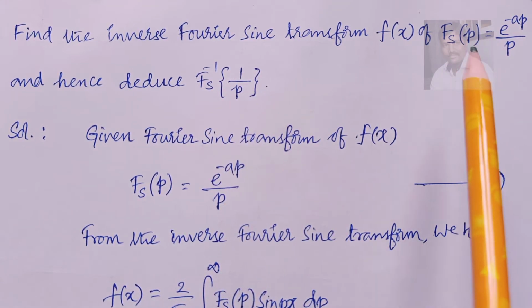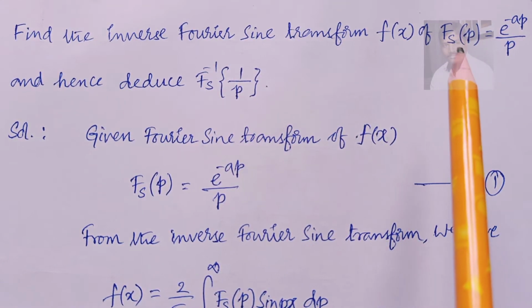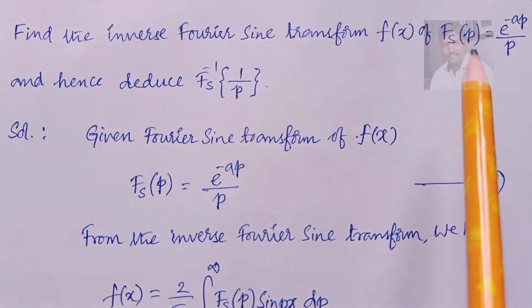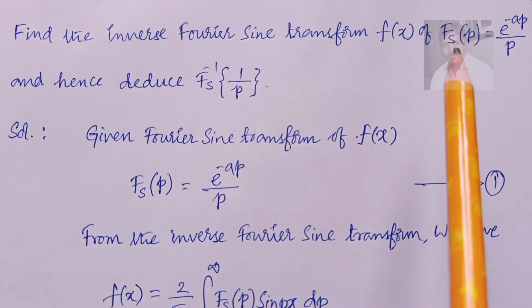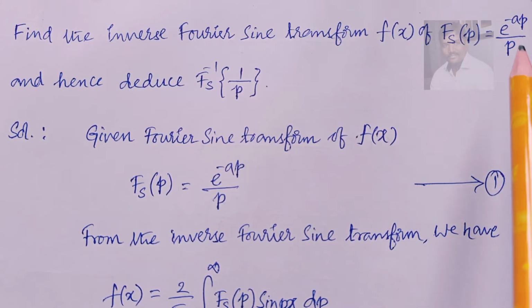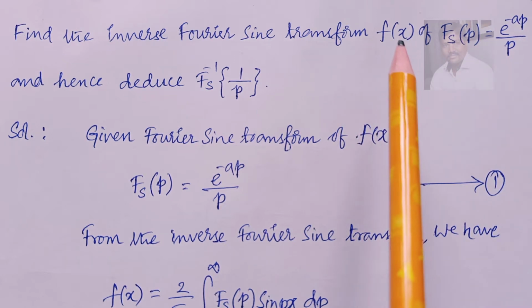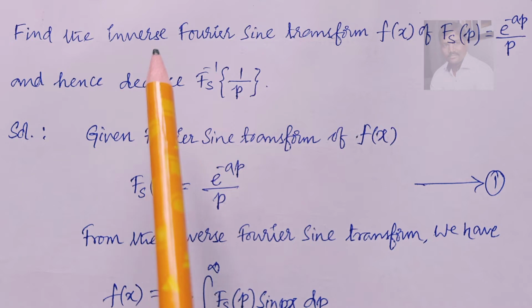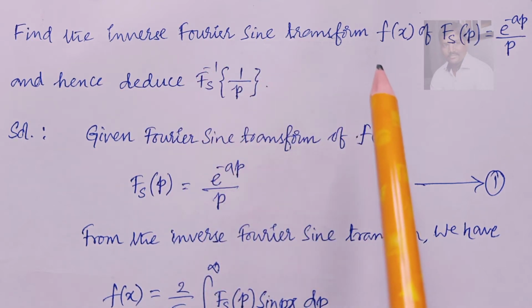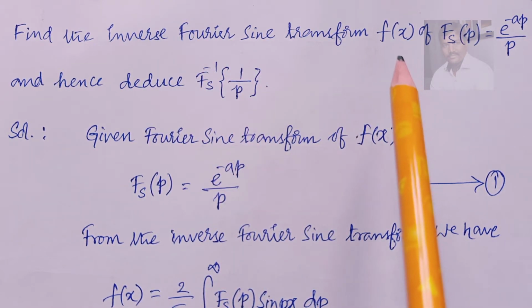Okay, the Fourier sine transform of some function is given. That is, Fs of f of x is given as e power minus ap by p, and we are asked to find what f of x is. It's clearly given in the problem: find the inverse Fourier sine transform f of x.